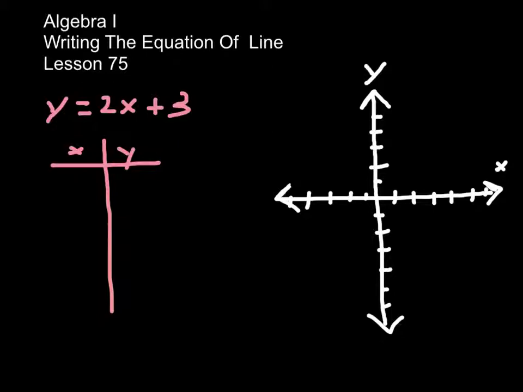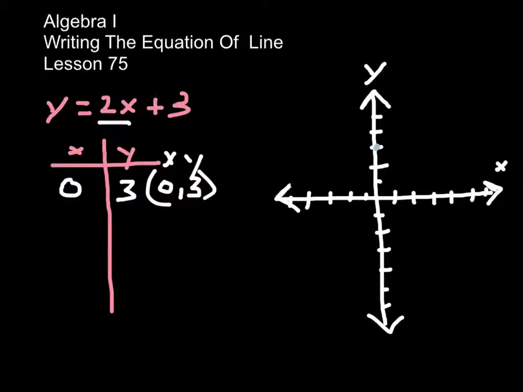Now I'm going to substitute numbers in for x, multiply them by 2, and then add 3 to figure out what y is. So I'm going to substitute 0 in for x. 2 times 0 is 0, and 0 plus 3 is 3. So y would be equal to 3. So one ordered pair I have is (0, 3). Now to graph that, remember the first number is how far left or right you move. The second number is how far up or down you move. So I'm going to start at the origin. I'm not going to move left or right because it's 0, but I'm going to go up 3. So 1, 2, 3, and I put a point at 3 on the y-axis.